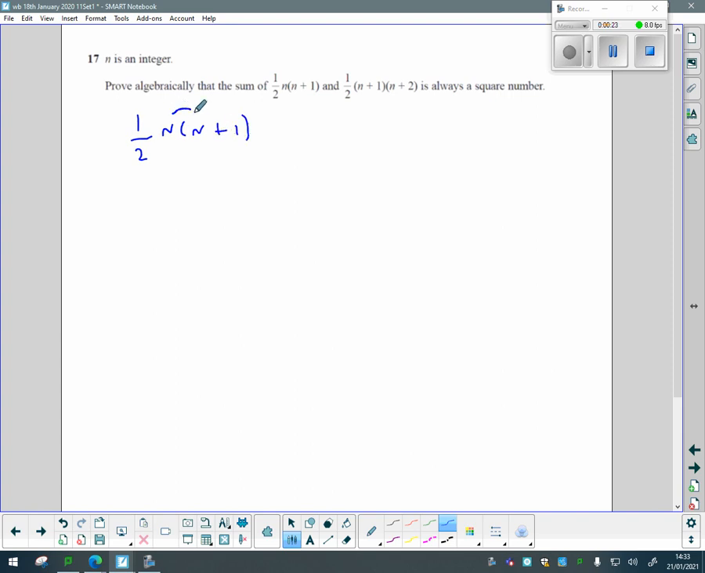So n times n is n squared, and then if you times that by a half, you get a half n squared. And n times 1 is n, and if you times that by half, you get a half n. So this first one is a half n squared plus a half n. Okay, now I'll apply the half to the second expression afterwards.